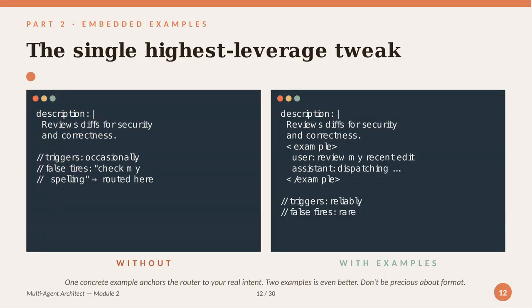If you only do one thing in this lesson, do this. Embed examples in your description. On the left, the same description we've been talking about. Reviews diffs for security and correctness. That's it. The router gets one sentence to decide whether to call you. Triggers occasionally. False fires when someone says, check my spelling, because the word check is doing more work than it should. On the right, the same description plus one embedded example. The example is dirt simple. A user message, review my recent edit.